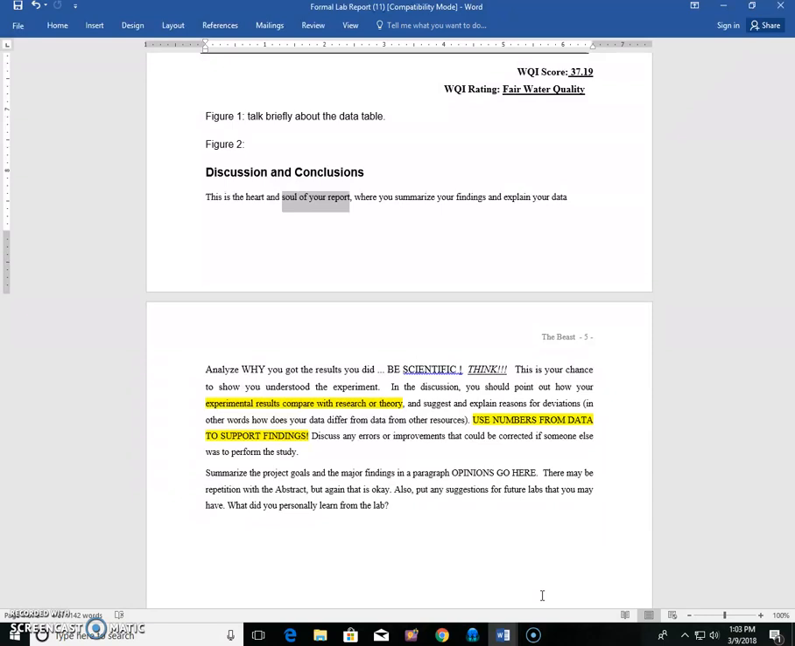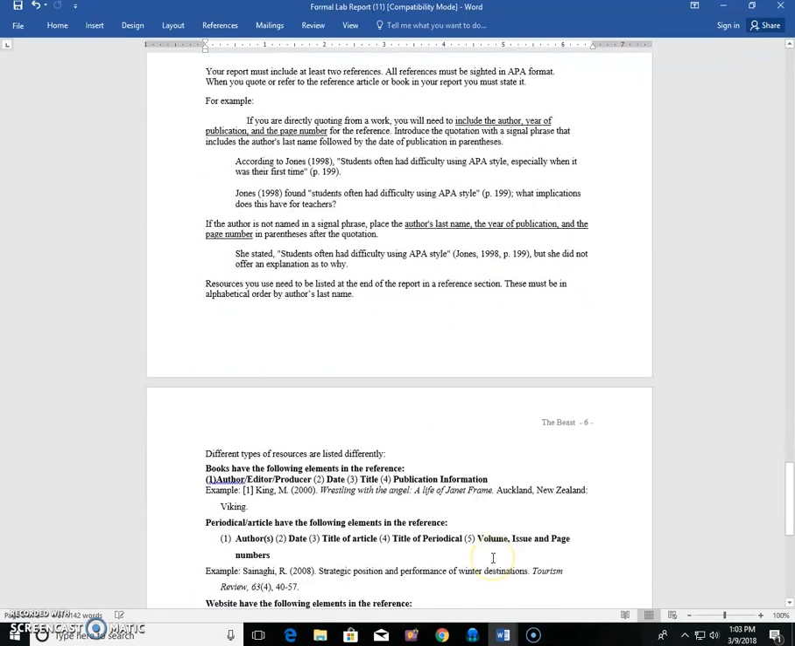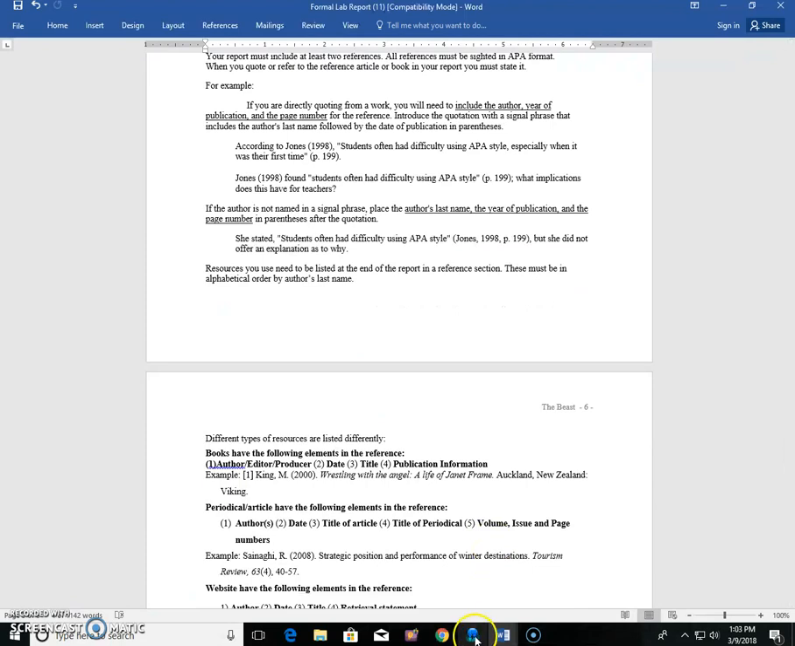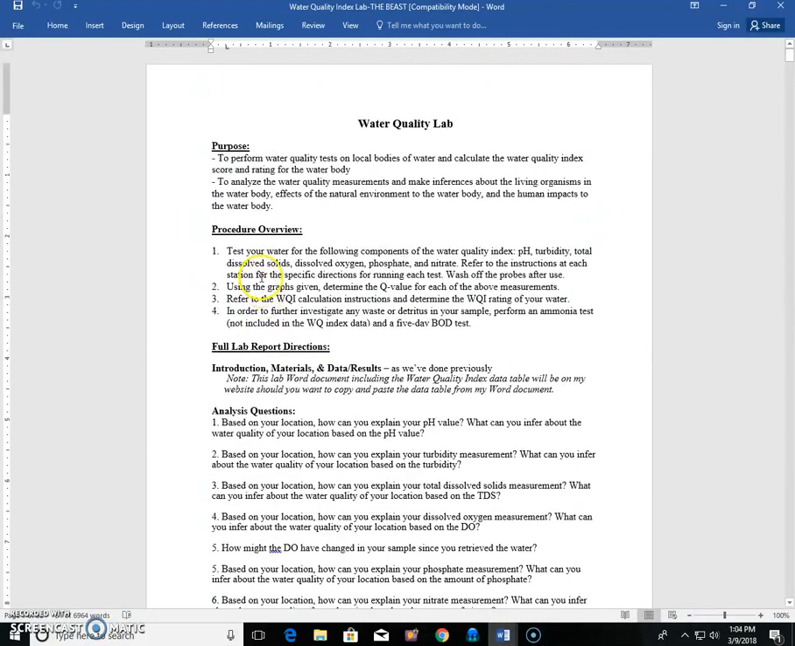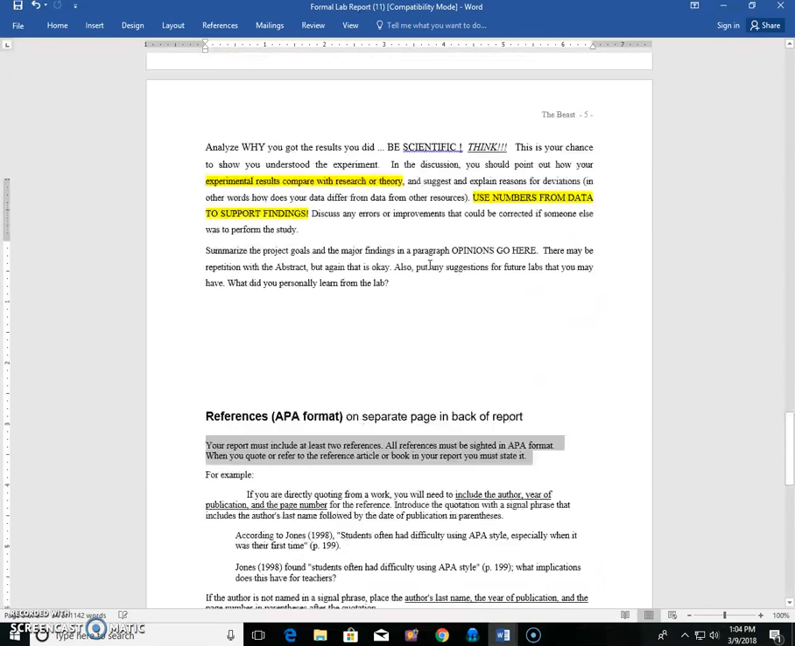I hope that helps. With the references, I want you to use the lab report that we did, so you can write water quality lab manual for your references as one of them for sure. After that, if you use anything else, I want you to have another reference. So you should have at least one, if not 2, 3, or 4. It just depends on how in-depth you get with this lab report.